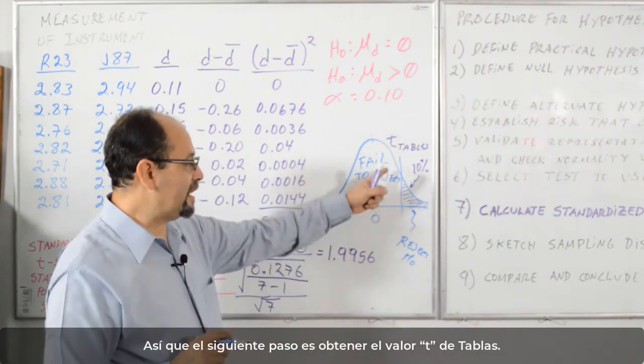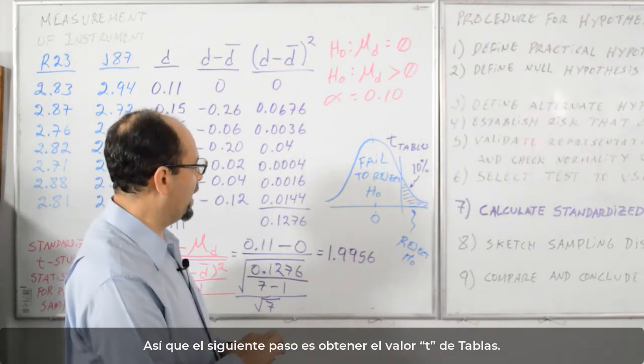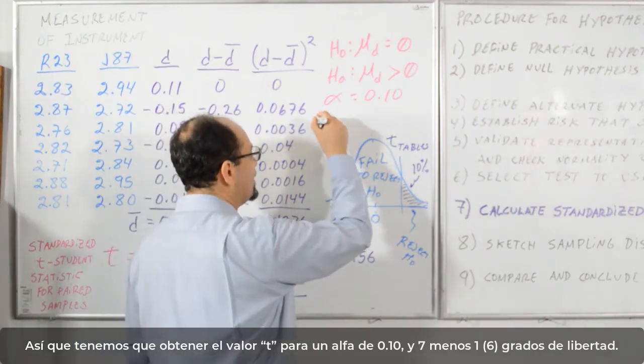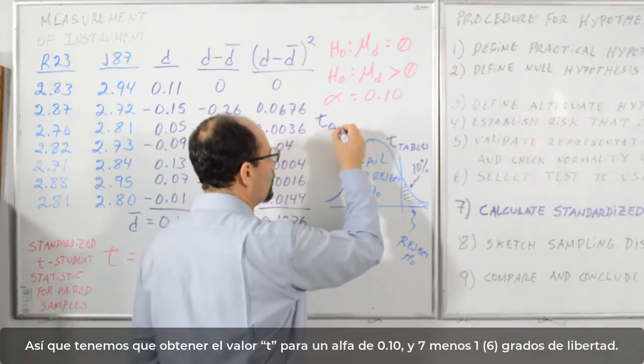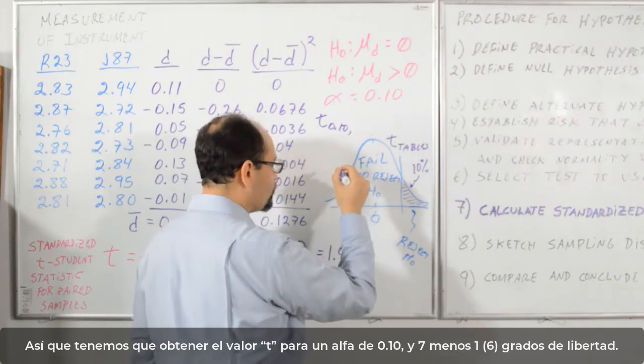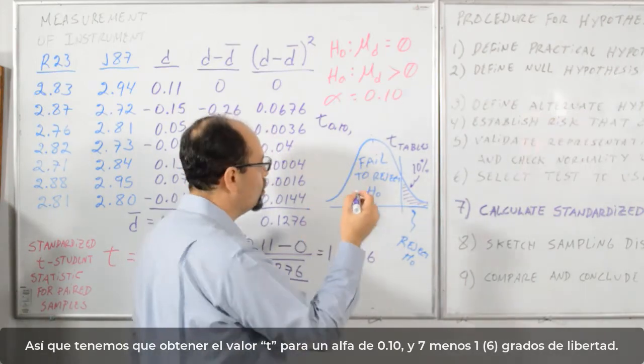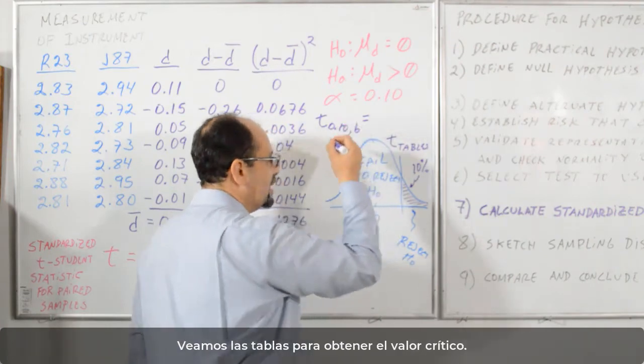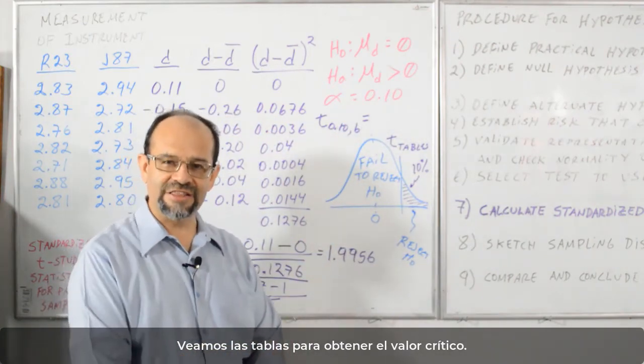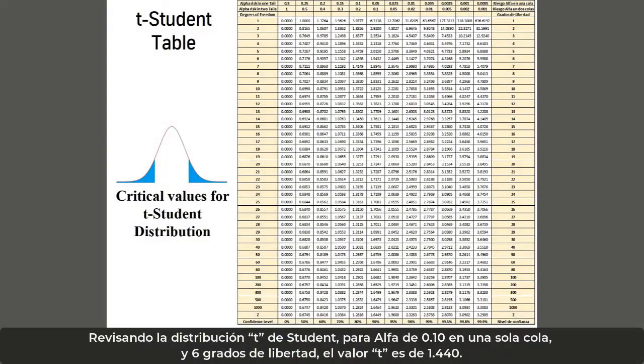So the next step is to get T from tables, and of course we have to get T for alpha 0.1 and degrees of freedom 7 minus 1, which is 6. Let's take a look at the tables to get the critical value. Taking a look at the T-student distribution, for alpha in one tail equal to 0.1 and 6 degrees of freedom, the T value is 1.440.